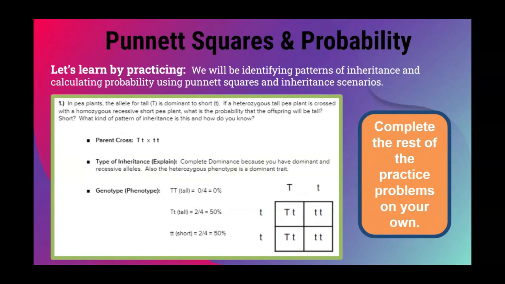Now you're going to complete the other 3 doing the exact same thing. Sometimes you'll have more information given to you, sometimes it'll be less, but you should be able to identify. Remember, look for the heterozygous phenotypes to identify which type of pattern of inheritance you're using.